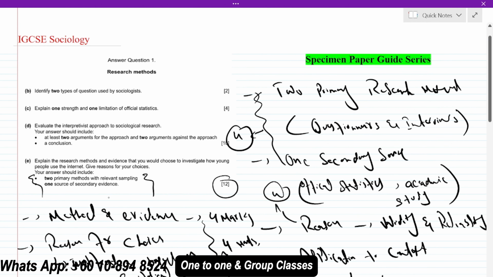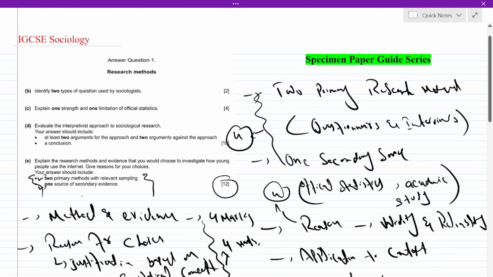Now keep in mind that they talk about three things in the question. First, you have to provide two primary methods, then one source for the secondary method, and then give reasons for your choices. During the choices you have to link your paragraph with the context that we are talking about over here, right? So this is how you have to answer question number 1, paper number 1, research method.